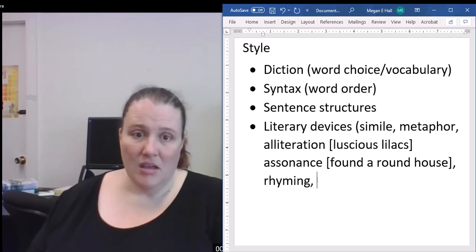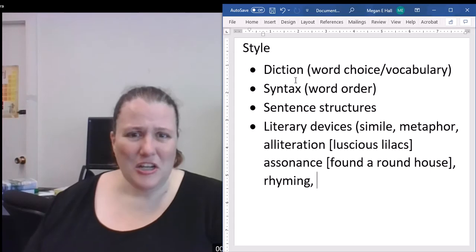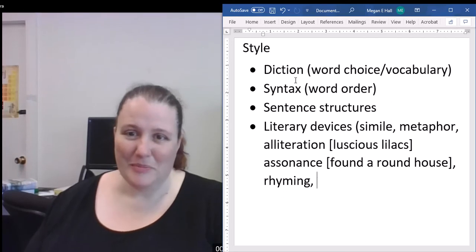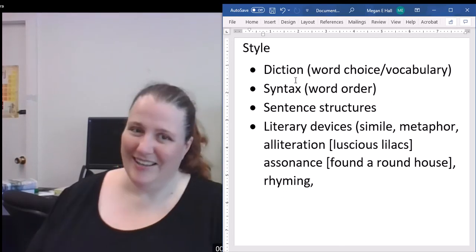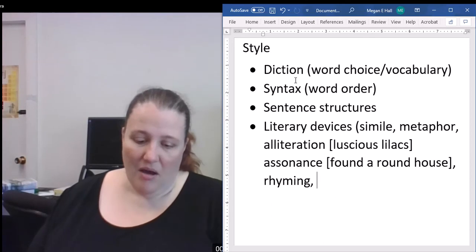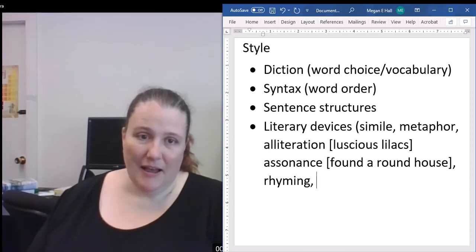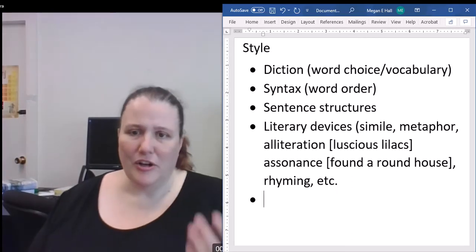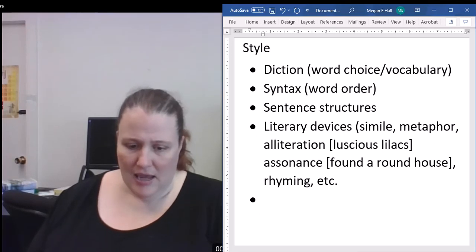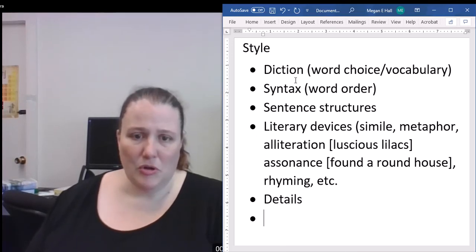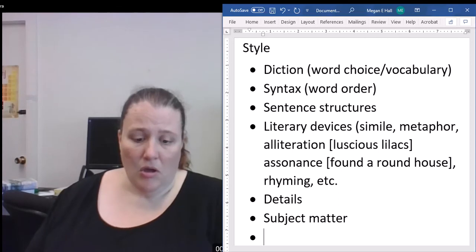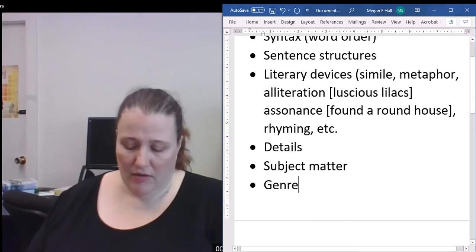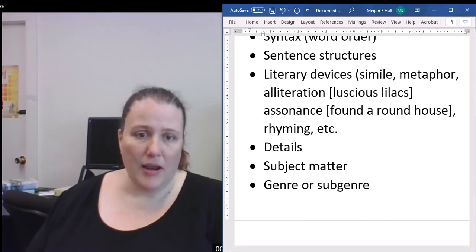Rhyming. Not always in fiction, maybe in some children's books. Some picture books can do this well and some do not, but if that's part of your style, include it. I'll just put etc. here: other literary devices, figurative language, those types of things. What details you choose to include, your subject matter, what genre, or rather here if you're looking at fiction, subgenre you're writing in.